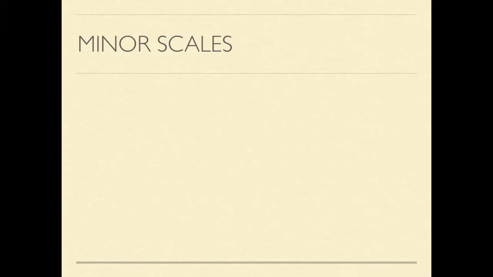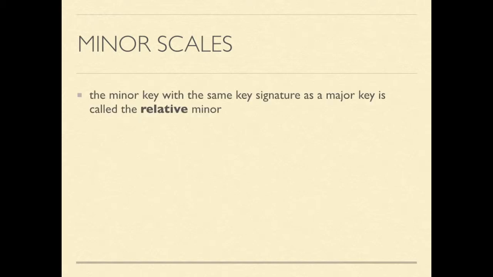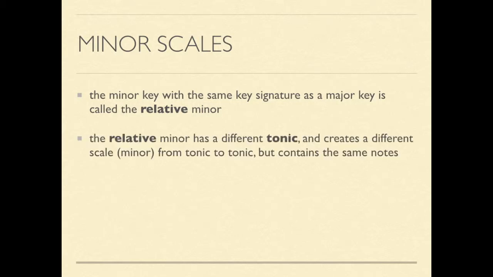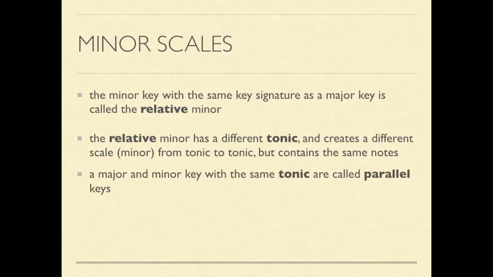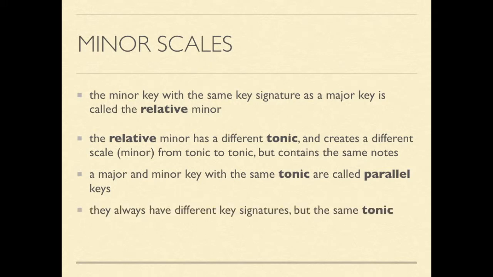Today, we're going to discuss minor scales. First, let's review a couple terms with relation to minor keys. The minor key with the same key signature as a major key is called the relative minor. The relative minor has a different tonic and creates a different scale from tonic to tonic, but contains the same notes. A major and minor key with the same tonic are called parallel keys. Parallel keys always have different key signatures, but the same tonic.